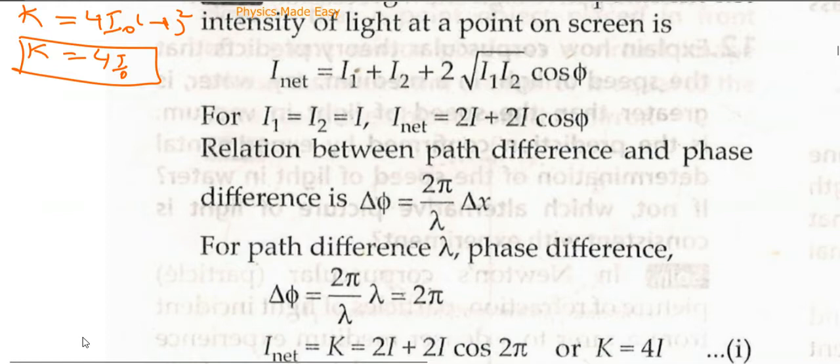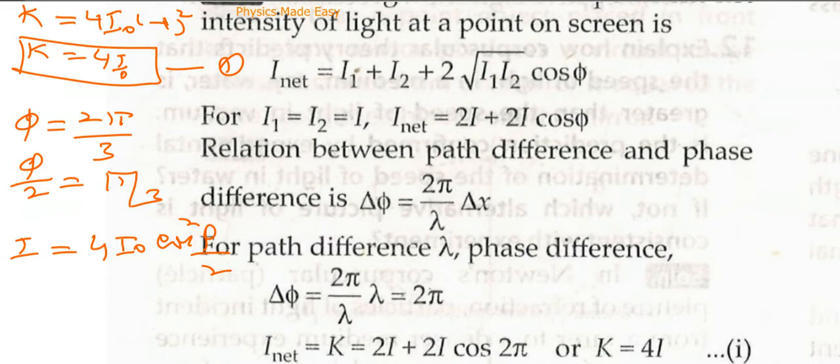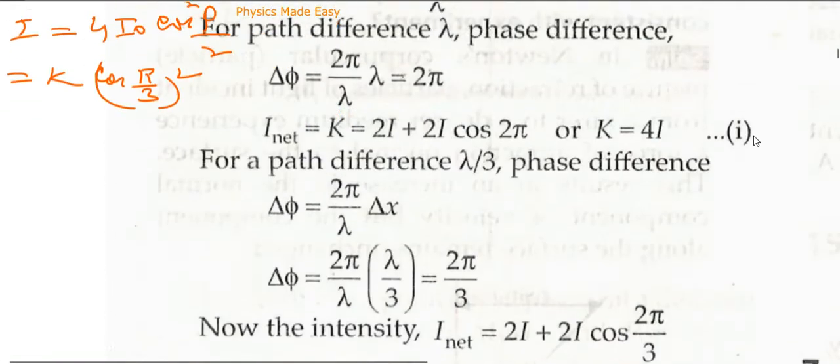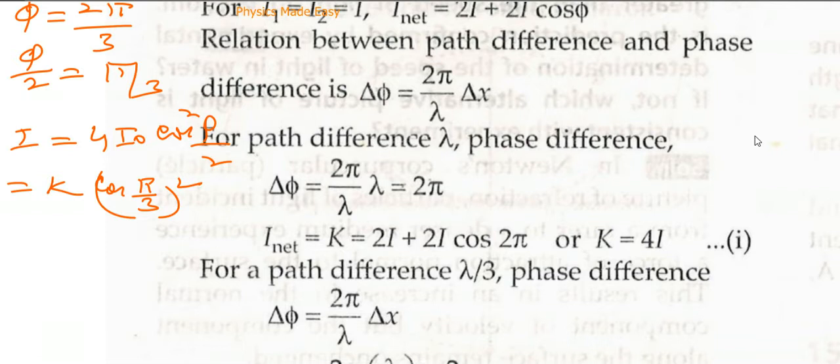Next, we have to find the value at angle phi. Let us put it equation number 1. We have to find the value at angle phi is equal to 2 pi by 3. Now, phi by 2 is just pi by 3. I know that I is 4 I naught cos square phi by 2. 4 I naught is k from equation 1. And cos square phi by 2 is cos pi by 3 whole square. Now cos pi by 3 is just 1 by 2. Cos 60 is 1 by 2, square, and I is equal to k by 4.